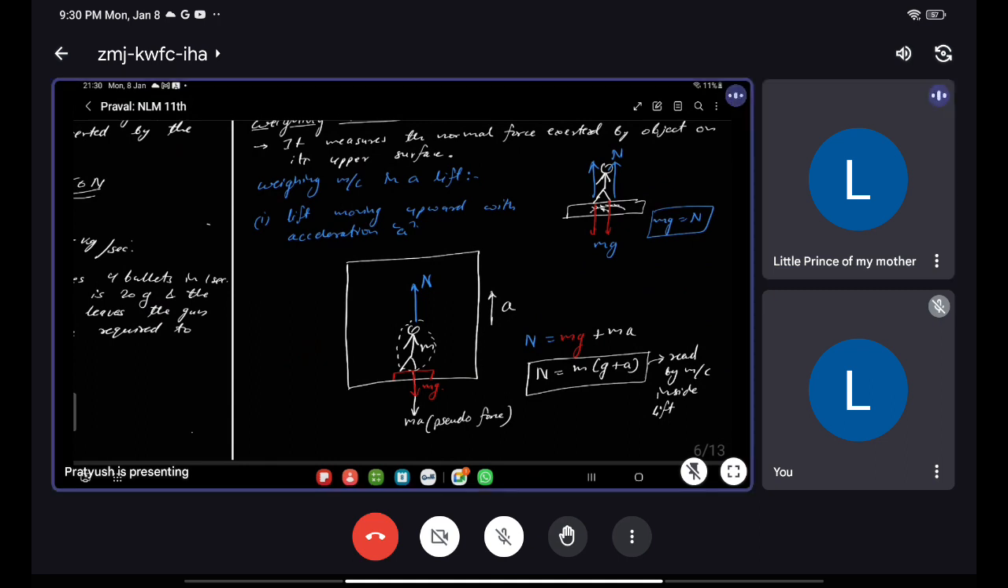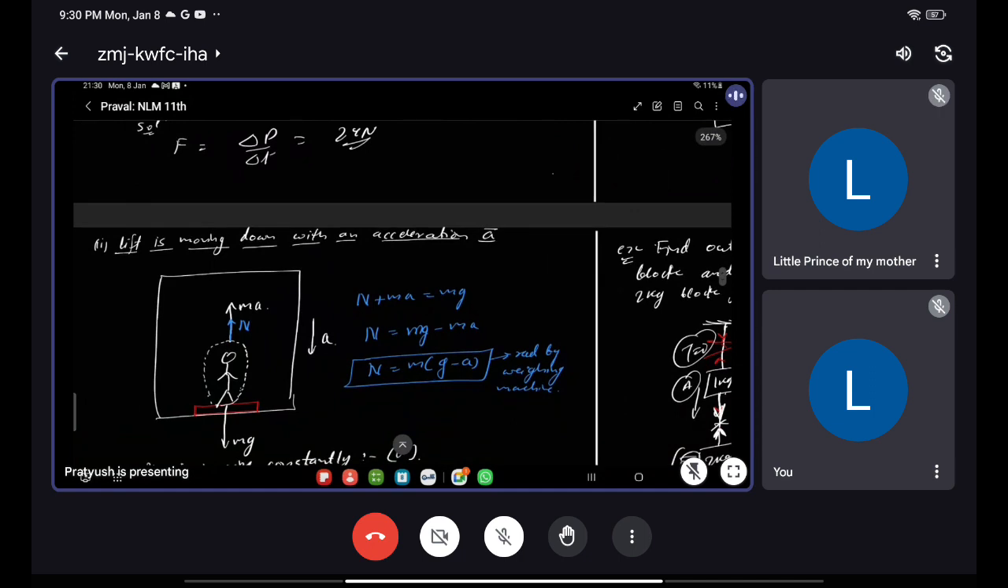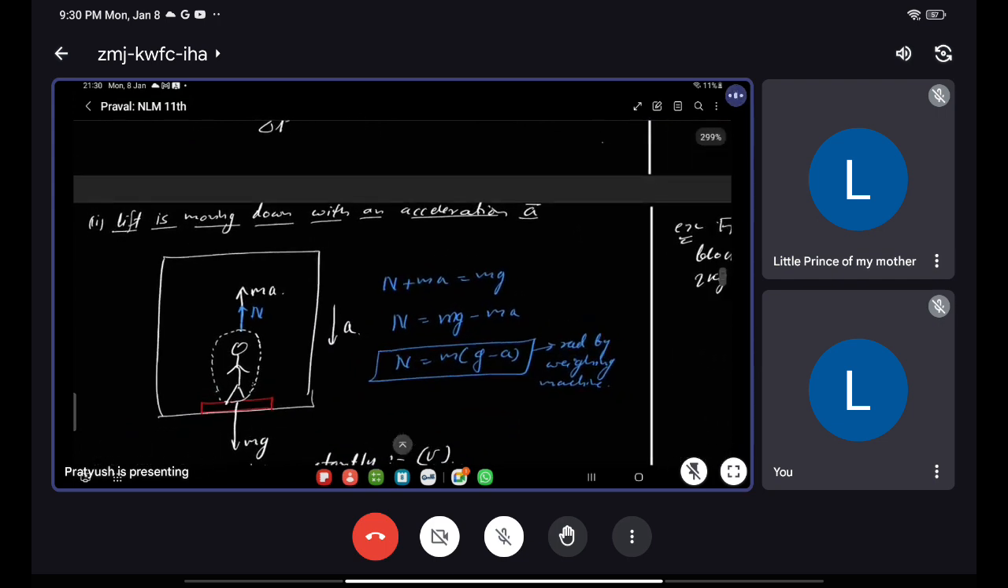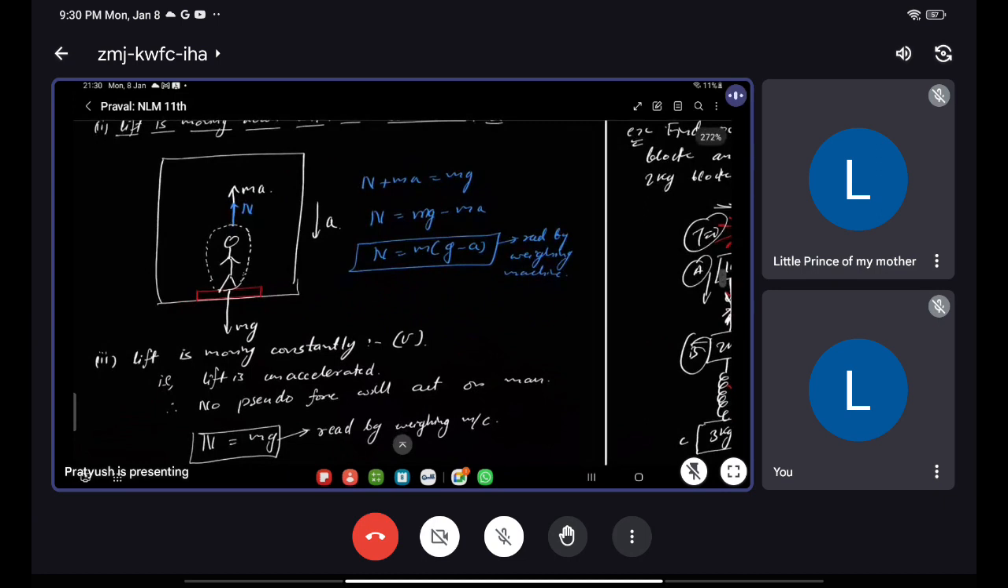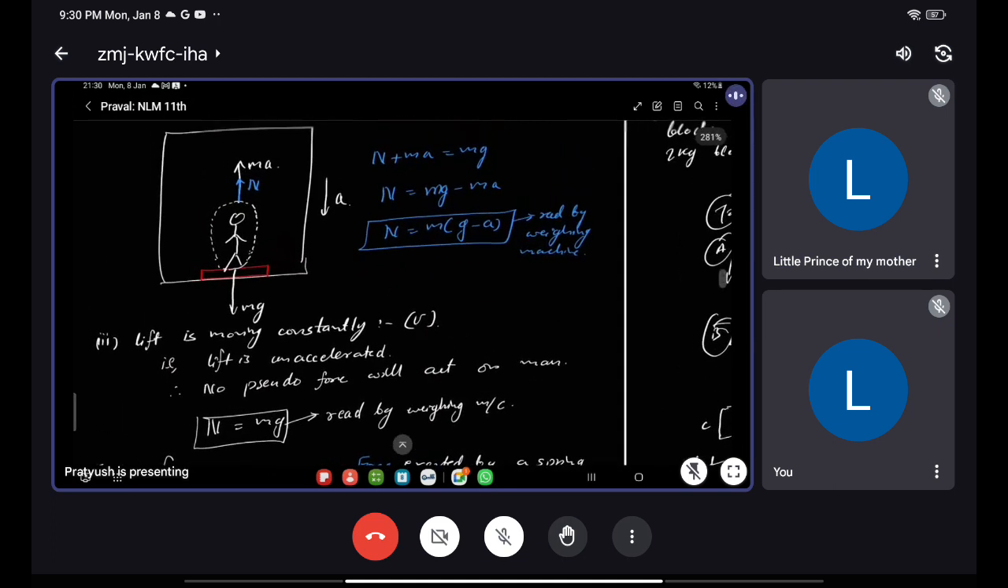Yes, sir, copied. Now, what will happen when the lift is moving in downward direction with same acceleration A? Then pseudo force will be in upward direction. Because of upward direction, what do we get? We will get acceleration as g minus a. Okay. And what will happen when the lift is moving with constant velocity? Then the acceleration will only be g in downward or in upward direction. Take it down.